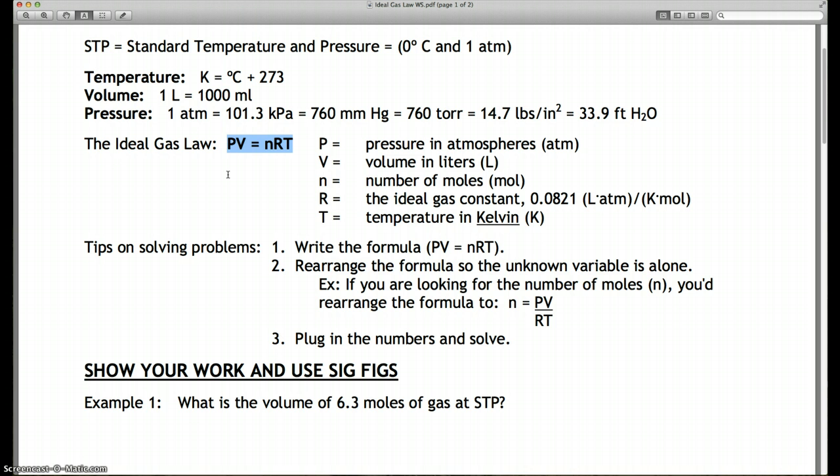You will need to know that equation. There are two equations I will not give you on the test. One is the ideal gas law, and the other is Dalton's law, which we talked about in a previous video.